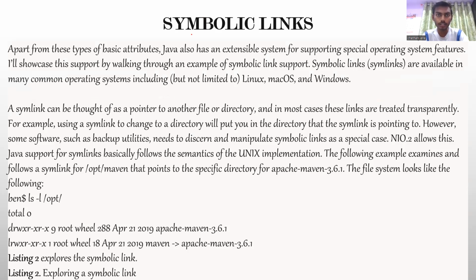The next one is symbolic links. What is a symbolic link? Apart from the types of basic attributes, Java also has an extensible system for supporting special operating system features. I will showcase this support by walking through an example of symbolic link support. Symbolic links, shortly written as symlinks, are available in many common operating systems including but not limited to Linux, Mac OS and Windows.